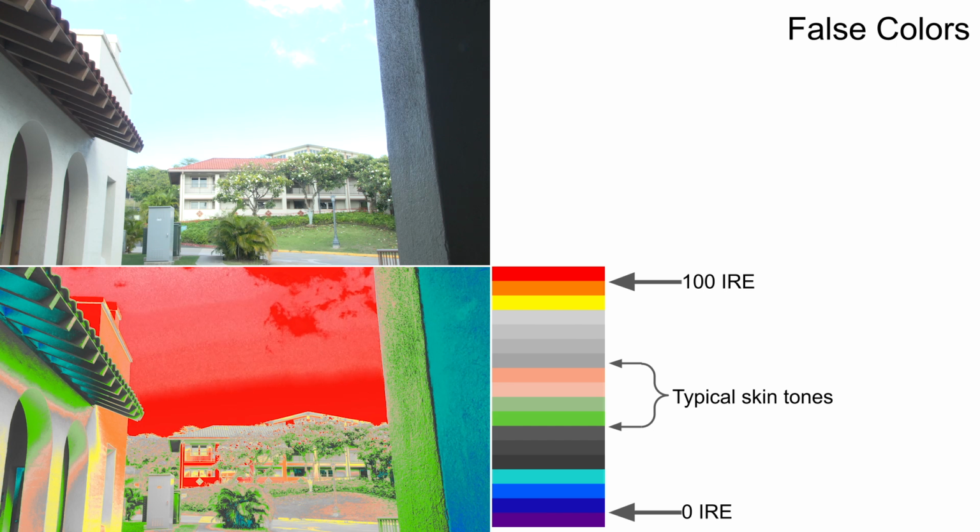Now, there are no purples, and there's really no blue to speak of in this image. There's nothing at the bottom end of the scale, right? So we have no dark information. We have no shadows. This is clearly far overexposed.